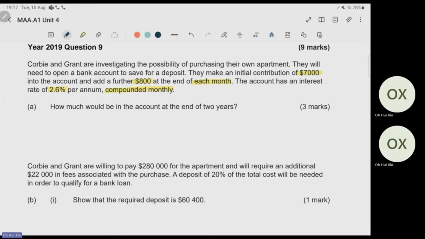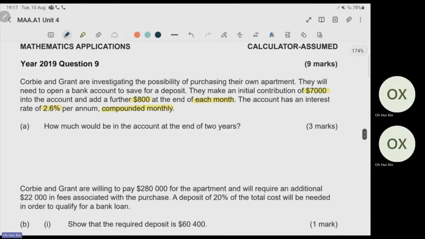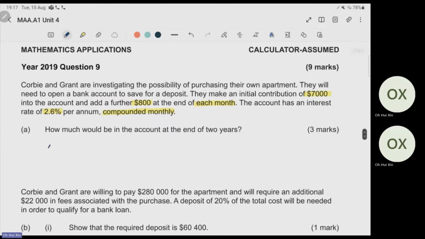Okay, so how much would that be in the account at the end of the 2 years? So basically you are finding FV. I think this question is quite straightforward. Your N is the number of payments, which here refers to the regular deposit. So at the end of the 2 years, if you make your deposit every month, you will be doing 24 deposits. So that's why N is 24. Then continue with the I, 2.6%. Our PV is your principal. You start off with 7,000 and you save this money in the bank, so that's why negative 7,000.